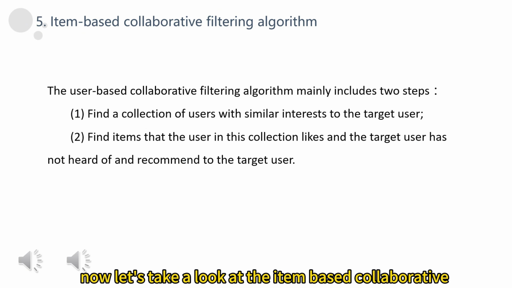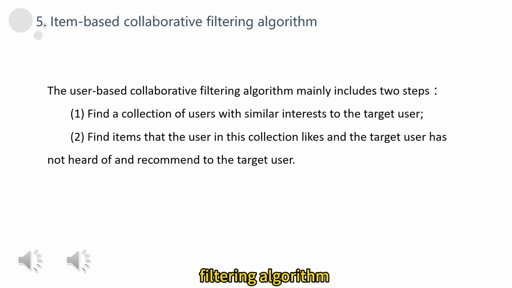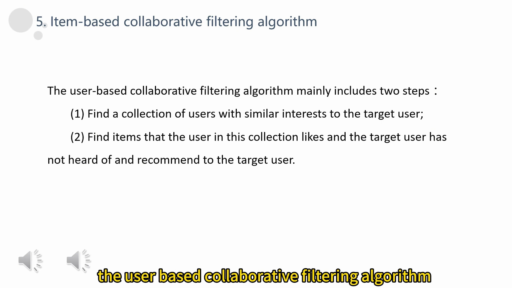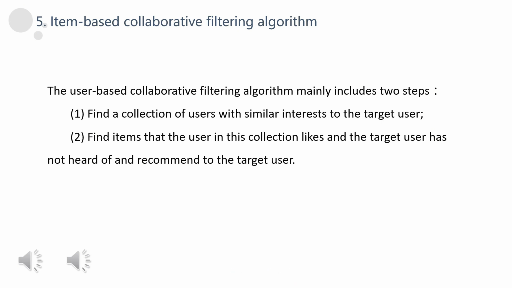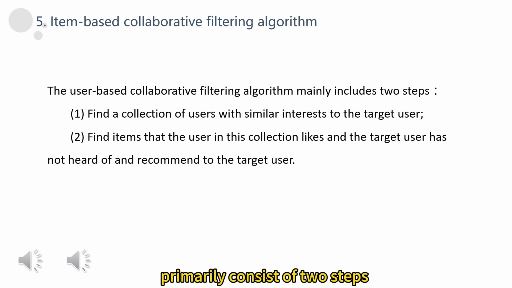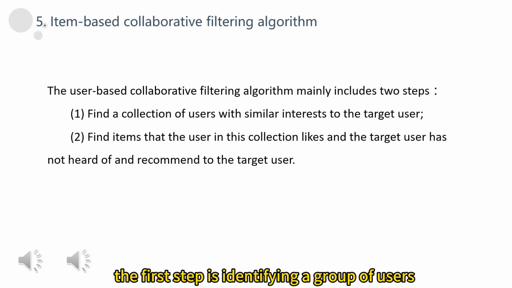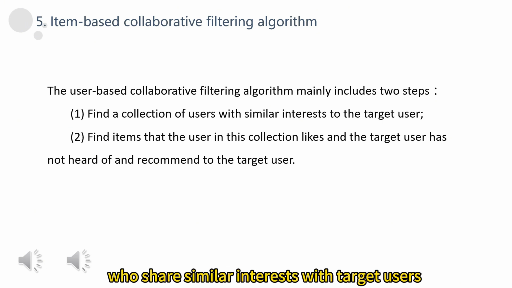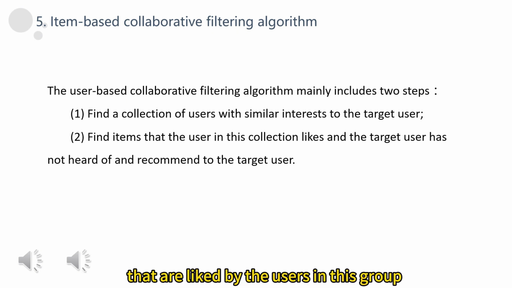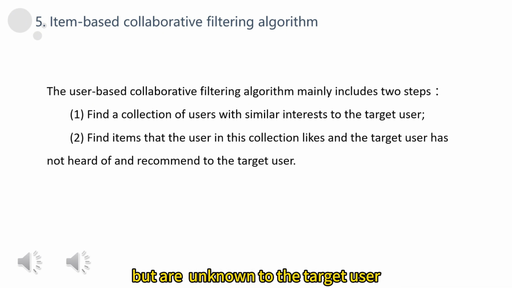Now, let's take a look at the user-based collaborative filtering algorithm. But before we do that, let's quickly summarize what we just learned about the item-based collaborative filtering algorithm. Here, look. The user-based collaborative filtering algorithms primarily consist of 2 steps. The first step is identifying a group of users who share similar interests with target users. The second step is suggesting items to the target user that are liked by the users in this group, but are unknown to the target user.